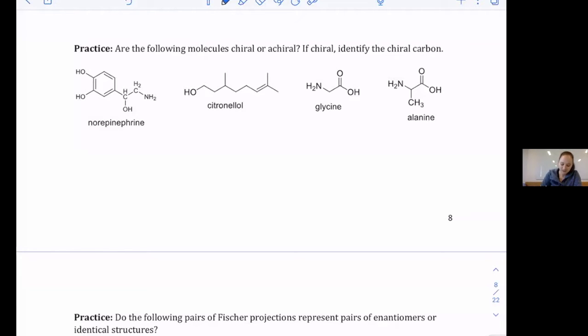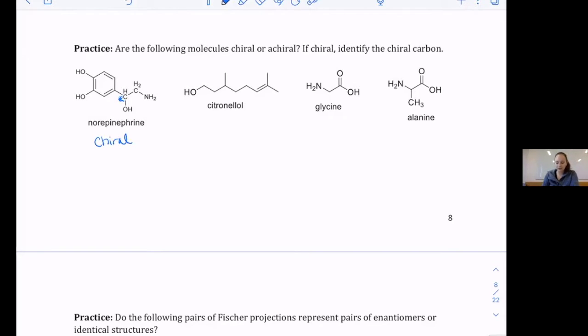So this carbon here has 2 hydrogens on it, therefore it has 2 groups that are the same. We're looking for 4 groups that are different. So this carbon here has 4 different groups. It has a carbon going one way with a nitrogen on it. We have an aromatic group on one side, an oxygen, and then a hydrogen. So I'm going to put a star right here and then say that it is chiral.